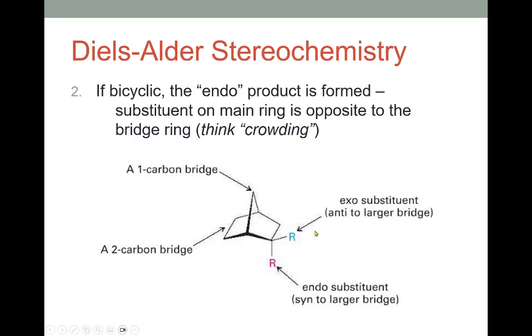This is all about crowding, okay? The endo substituent is the favored one. If we can put our bulky stuff down here in the pink position, that's more likely to happen than if we have to put it in the blue position because of sterics and interacting with this bridgehead carbon up top. So if we're forming a bicyclic ring product, the endo product is formed. And that's where whatever was attached to your dienophile ends up as far away as possible from the bridgehead.